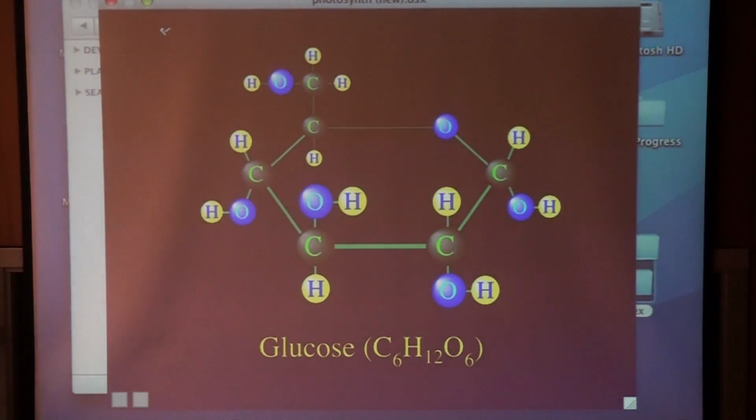Okay, and there's the glucose molecule. I think I said before, you don't have to memorize the exact structure, but just know it's C6H12O6, and pretty much all the carbons have a hydroxyl group attached to them. Those are the major points about it.